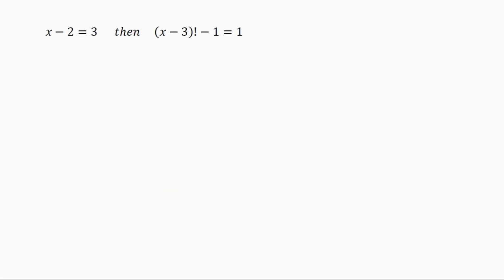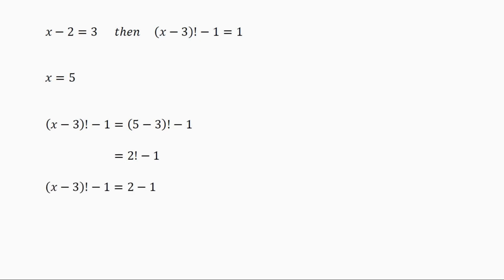In the second case, we have x minus 2 equals 3, then x minus 3 factorial minus 1 must be 1. Here we get x equals 5. Now we can plug in x equals 5 in x minus 3 factorial minus 1. Then it equals 5 minus 3 factorial minus 1, which is equal to 2 factorial minus 1, or 2 minus 1, which is equal to 1.